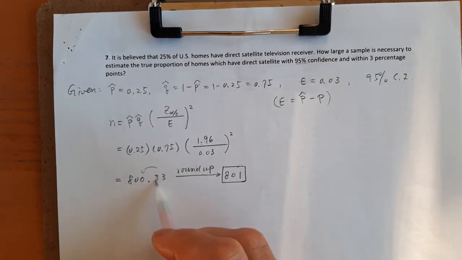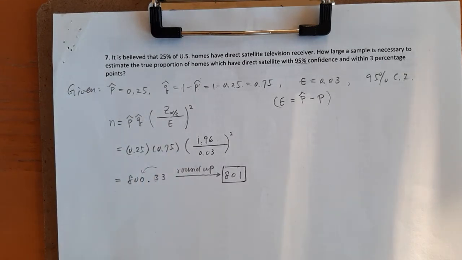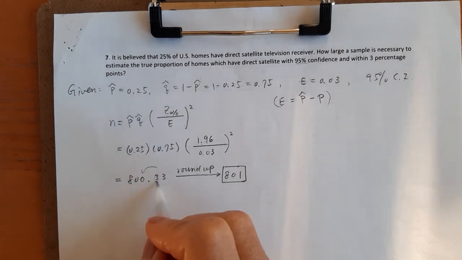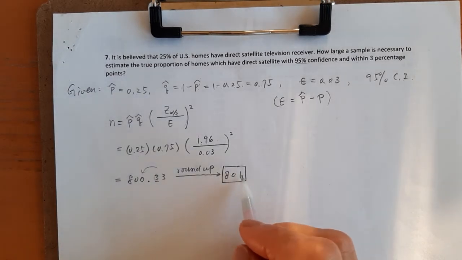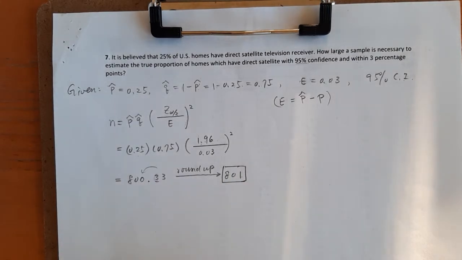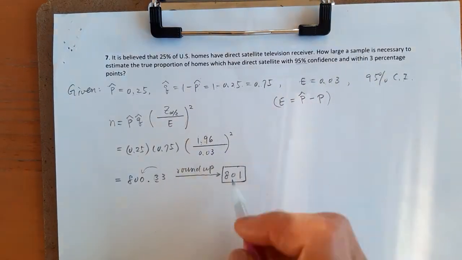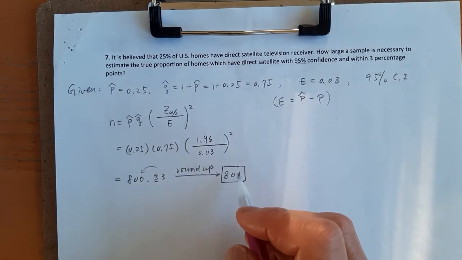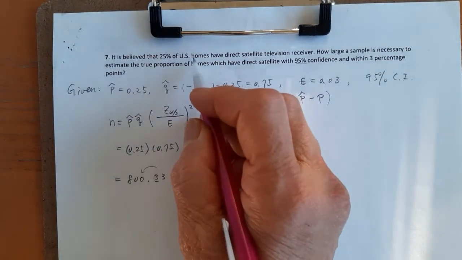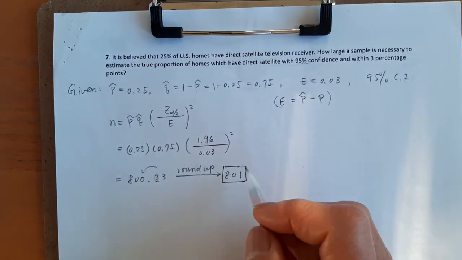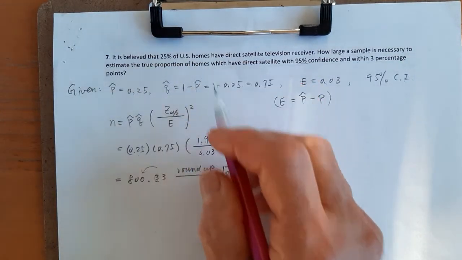Even though this is not greater than 5, still round up. Even 3 is still round up. We get 801. So we need to survey the sample size. We need to survey 801 homes.